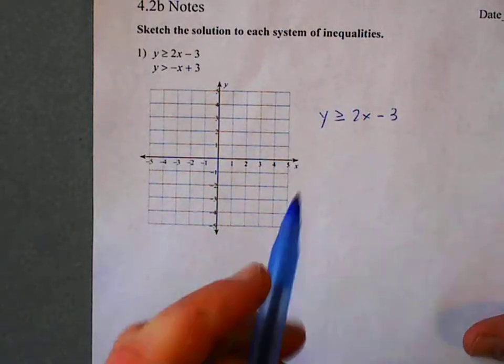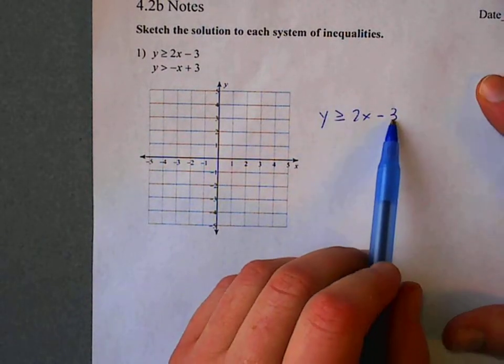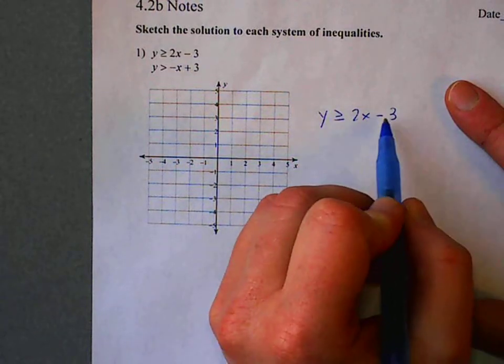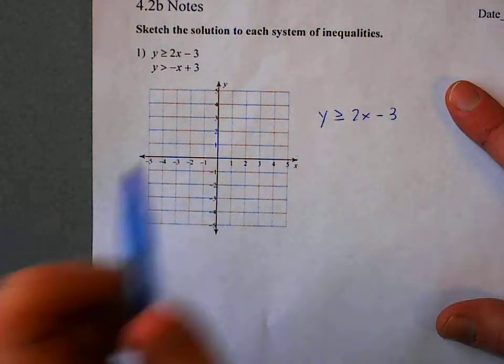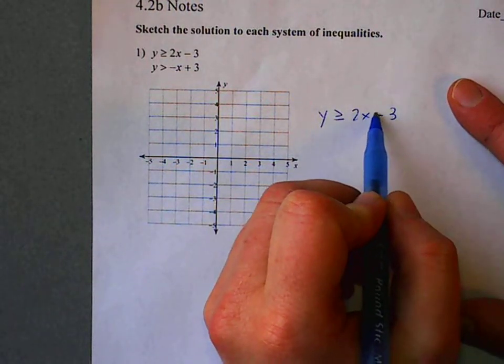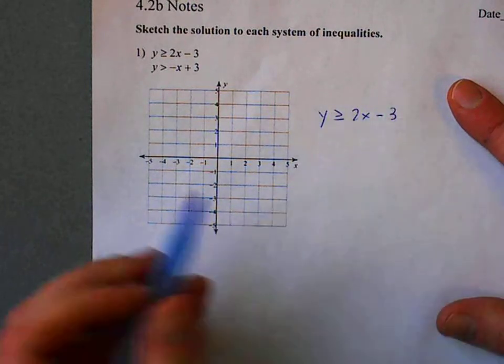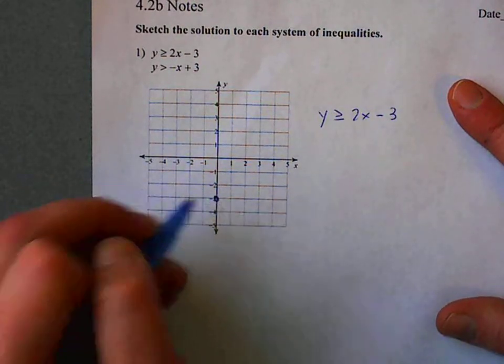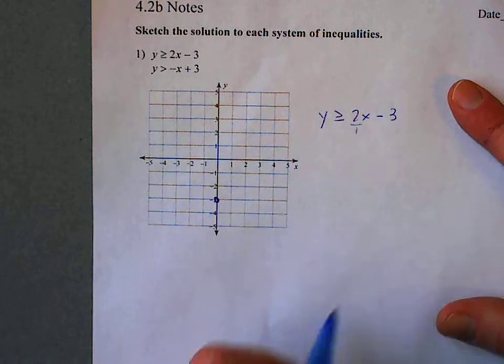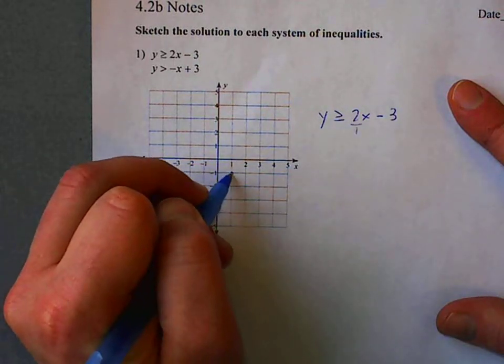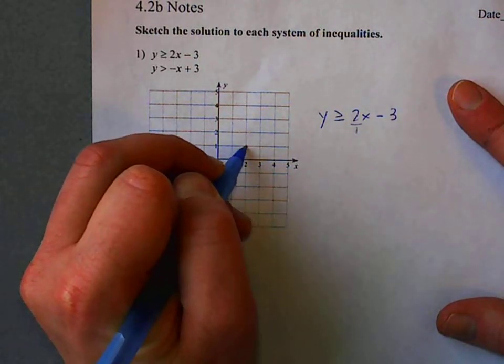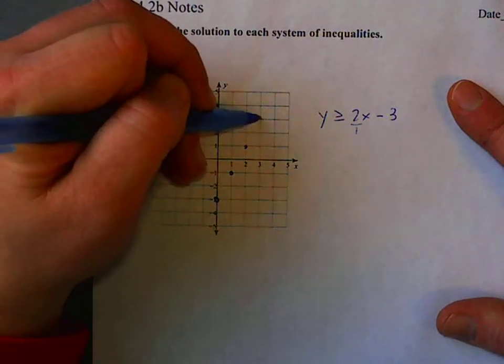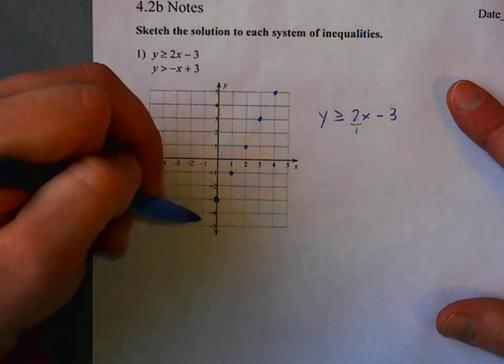We're going to graph that like we normally do, but we'll make one little change to it. First, we start like we normally do at negative 3, so we'll go to negative 3 on the y, and then here's our slope. We're going to go up 2 to the right 1, up 2 to the right 1, up 2 to the right 1, and we'll keep going.